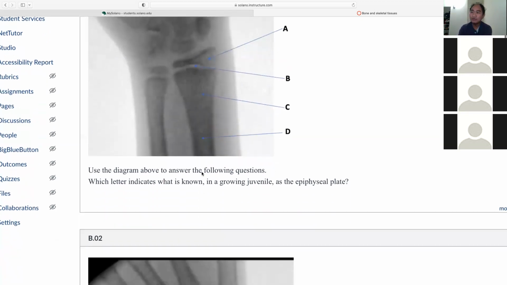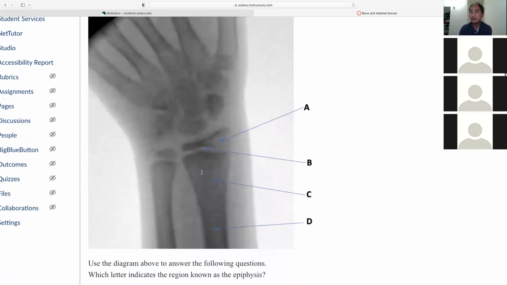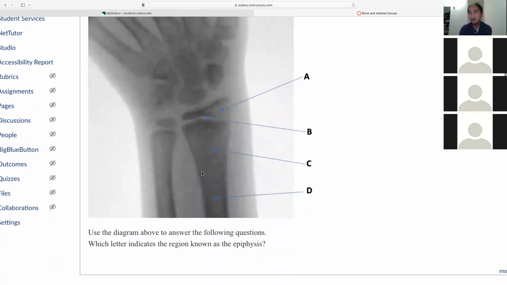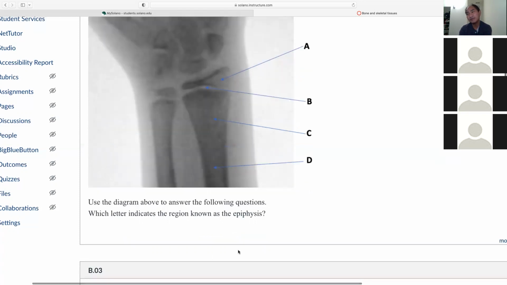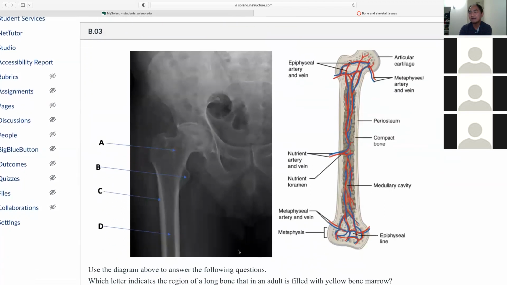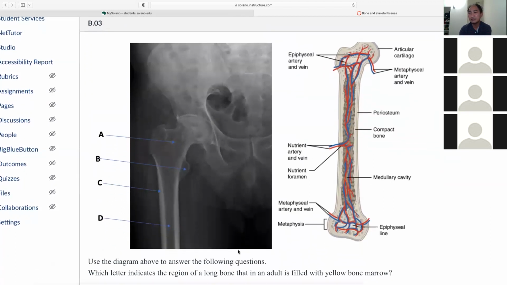Okay, I'm going to move on. So now, epiphysis. Now you know epiphysis is? Which letter is epiphysis? A. It's A, yeah. So now we know A is epiphysis. Now look at that.